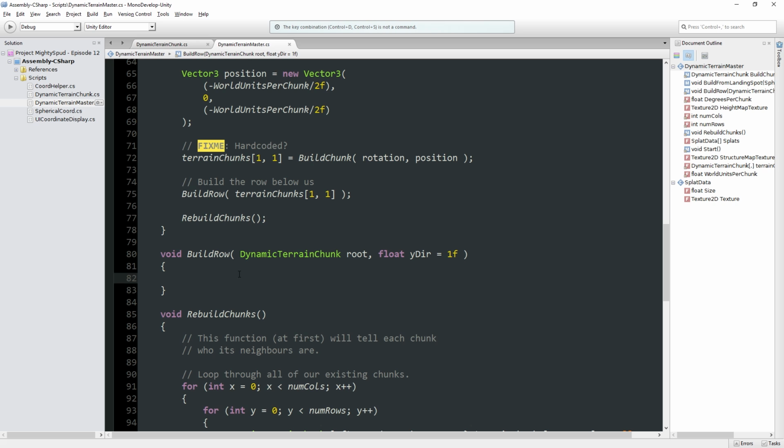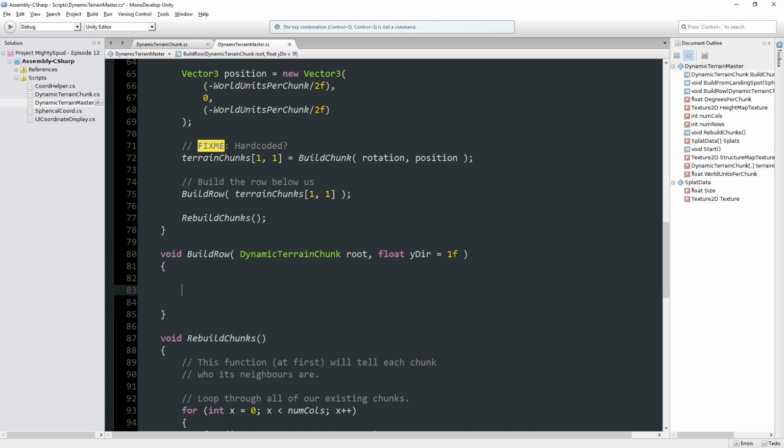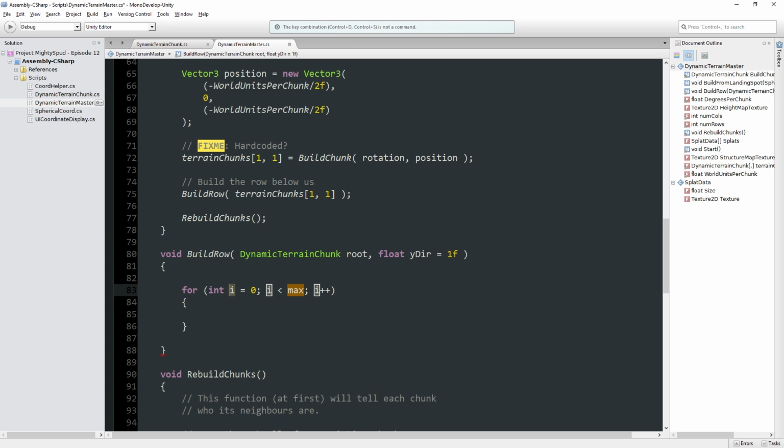Okay, so pass the center chunk, and then we're going to tell it to build a row in a certain direction. So for this, we'll do a for loop, which is going to loop in the x starting at 0 with the max equal to num columns. Yep. And then this is going to create 3 chunks just below our root chunk to start off with. So with these, again, the middle point of the plus is easy.